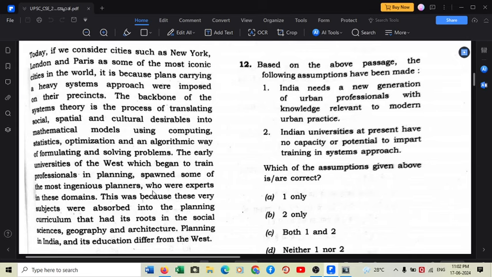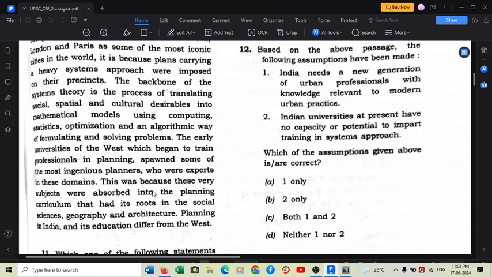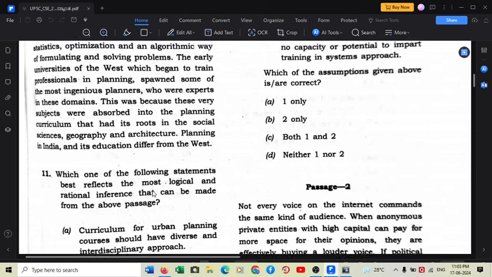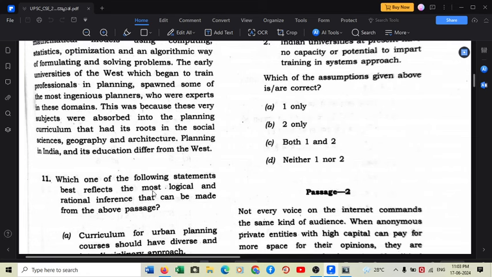And definitely the roots of their expertise lie in social sciences. Geography definitely is important, and architecture. So architecture is the science through which they are designing the ideas and converting them into real life objects in terms of buildings, high-rise buildings and skyscrapers. So the last sentence: planning in India and its education differ from the West. So definitely yes, India has a different education system. The Indian education system is more based on theory. The Western education system is more based on practicality, right?